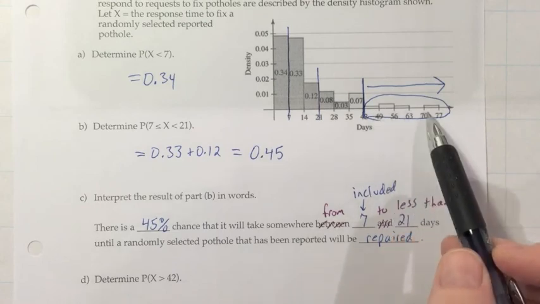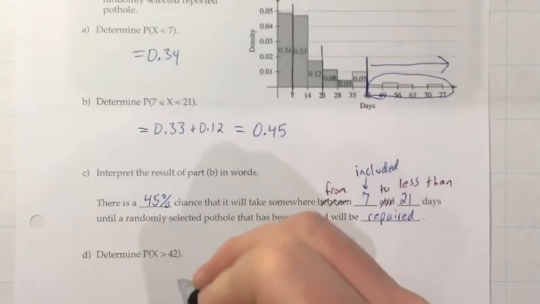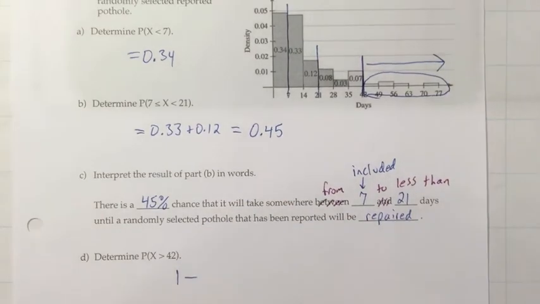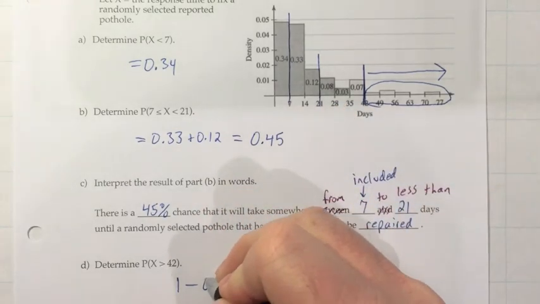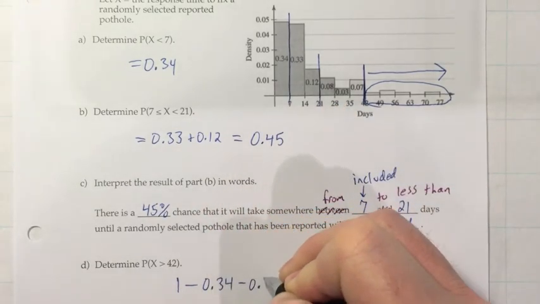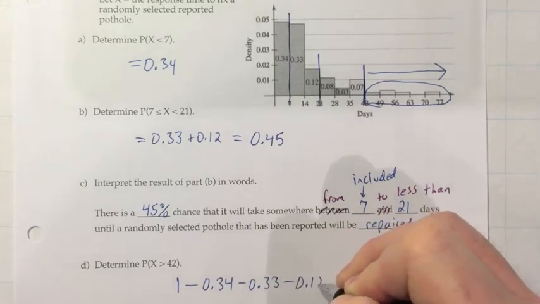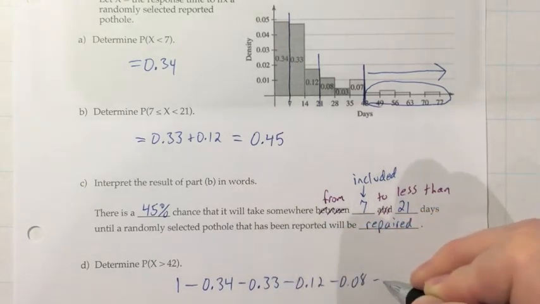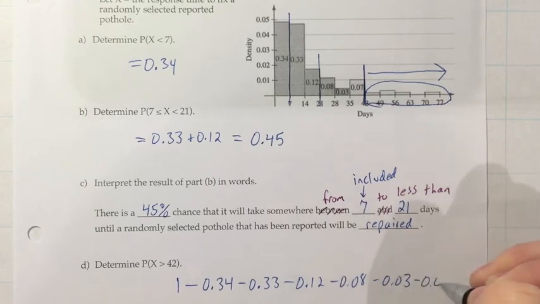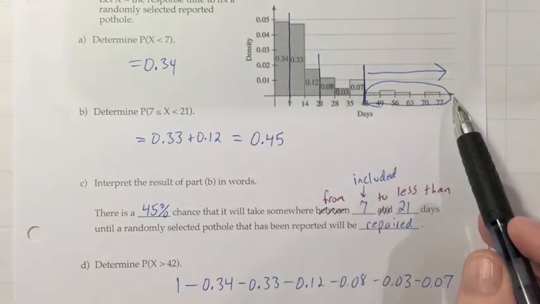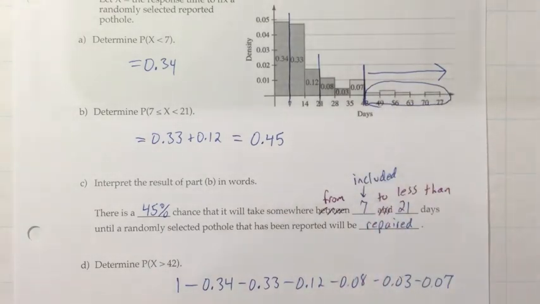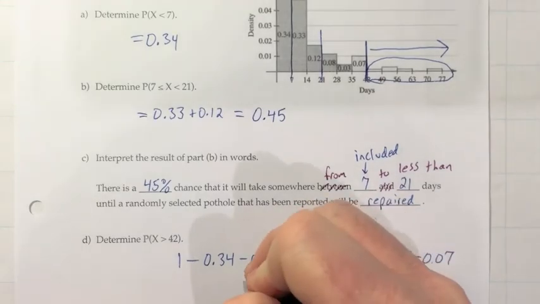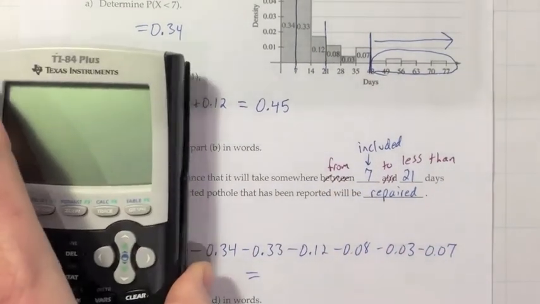So if you want these missing ones, you could take the total of 1 and you could subtract all the stuff that you don't want. So we don't want any of these bars to the left, so if we subtracted all of them, the 0.34, the 0.33, the 0.12, the 0.08, the 0.03, and the 0.07, then if you subtract those away from the total, remember 1 is what you'd get if you added all the bars together. So if you subtract this away from the total, you should be left with these. So that's the approach we would have to use on that one. So let's see how that works out.